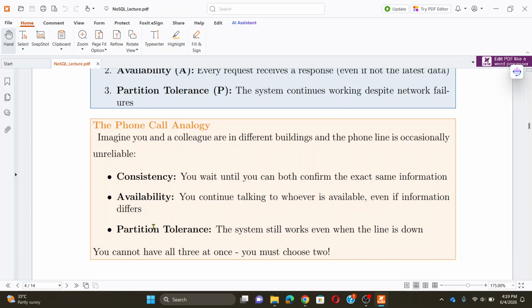It means that you cannot have all three at once, but you must choose two of them. You have to decide what kind of features you can accept, and which to ignore.